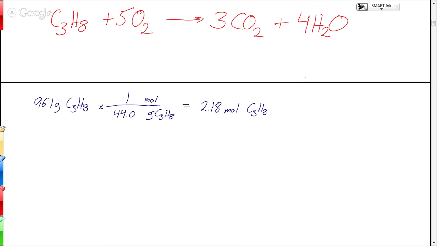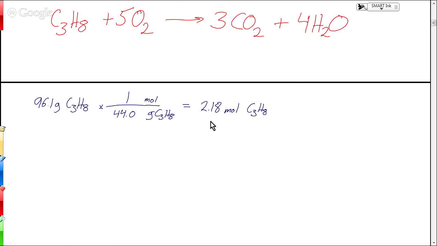So if we had 1 mole of propane, how many moles of oxygen would we need? We'd need 5 moles of oxygen. We get that from the balanced equation because we see right here that it's in a 1:5 ratio. So for every 1 propane, we need 5 oxygens. Okay, so then if we have 2.18 moles of propane, how many oxygens do we need? Yeah, you'd multiply it by 5.